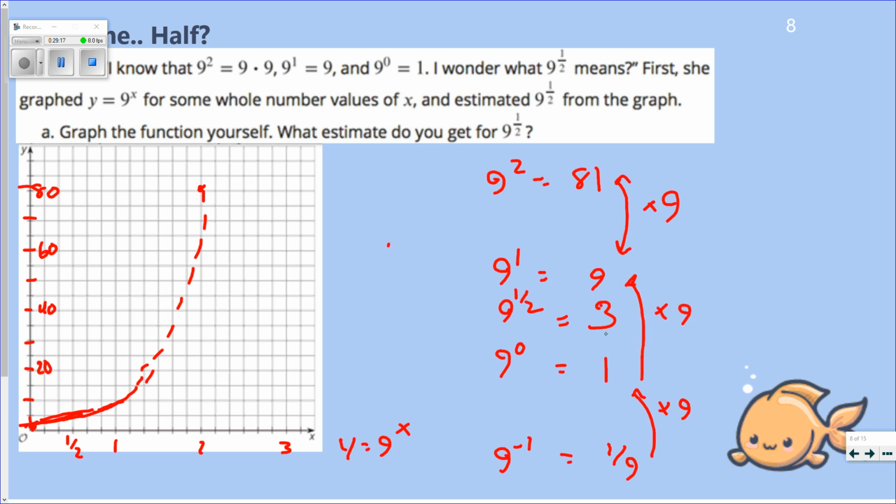But look at this pattern here. 1 times 3 is 3, and 3 times 3 is 9. So is multiplying by 3 the same thing as multiplying by 9? I think it might be, because 3 times 3 is in fact 9. Interesting. So let's see if we can prove this fact.